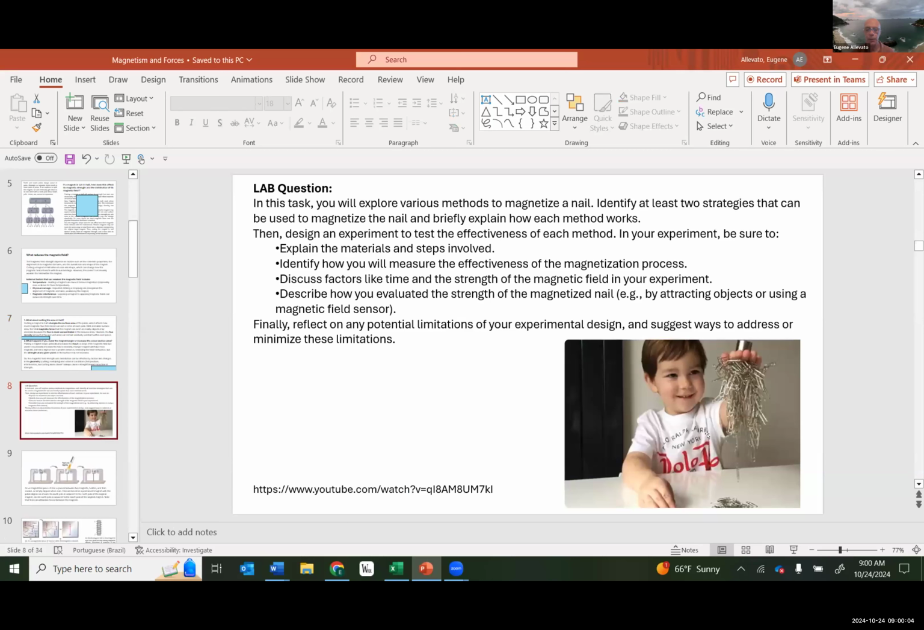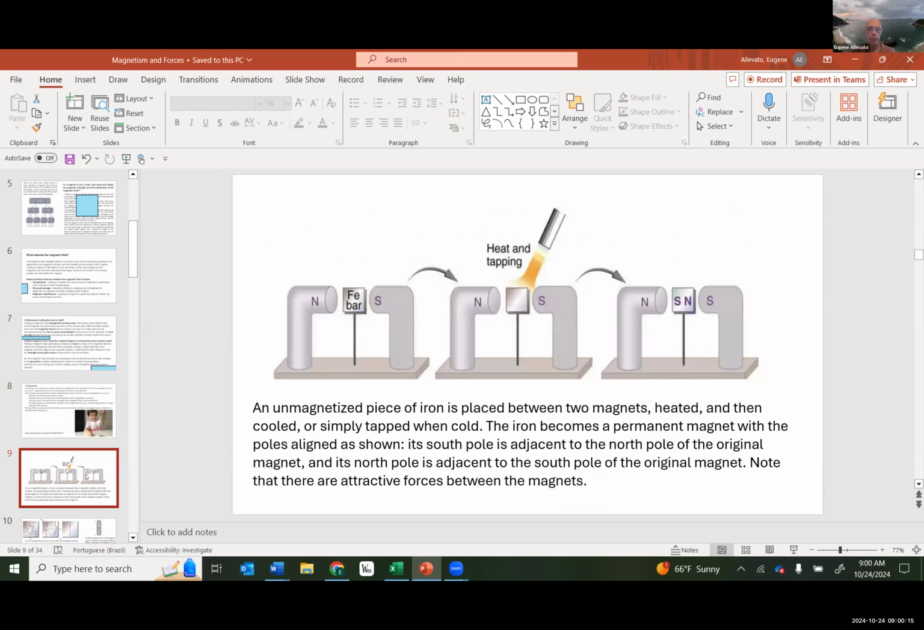The link is here for this activity. The child was doing some experiments. We did this last class. So here again, some ways to magnetize. This is something we did in class with this little bar here, which could be the nail that we exposed to some magnetic field, and then the action of heating or tapping could eventually destroy the magnetic field.